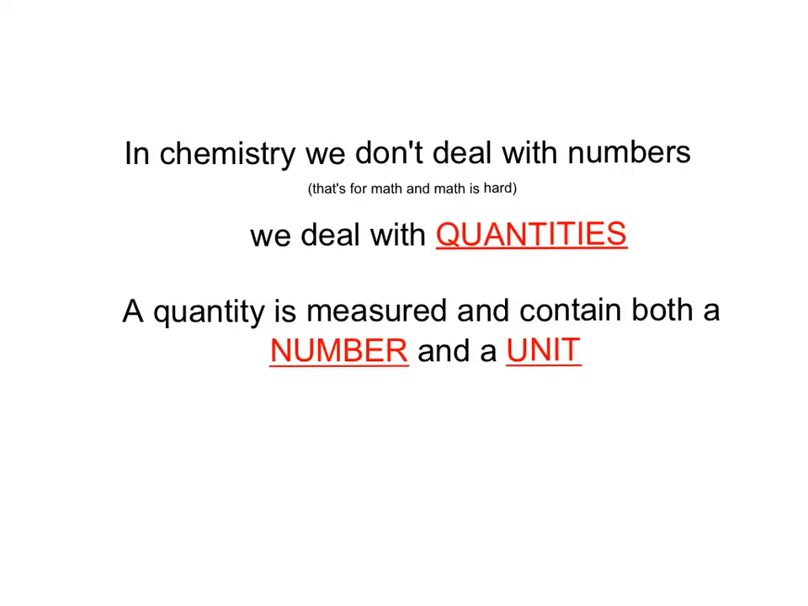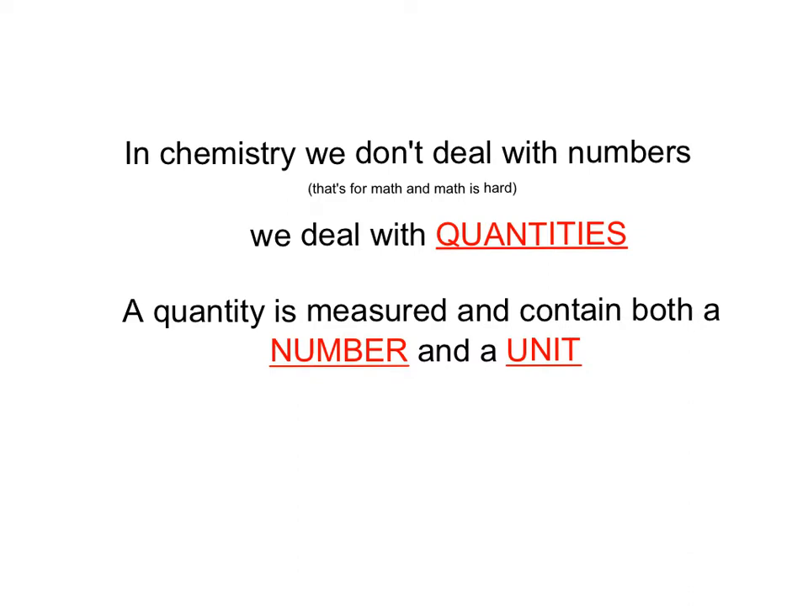So in chemistry, we don't really deal with numbers per se. We have a joke that we say that numbers are for math and math is hard. They don't like us saying that, but whatever. No, in chemistry, we deal with quantities, and quantities are different than just numbers because a quantity is something that you measure, or it can be measured, and contains both the number as well as a unit.